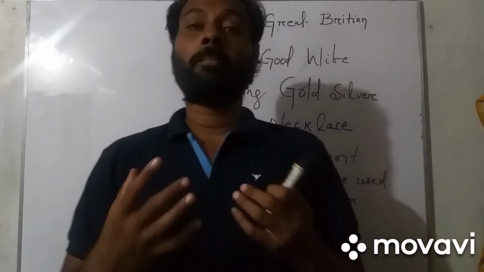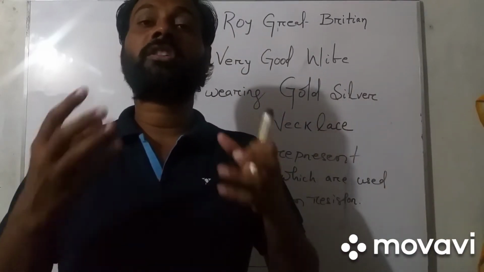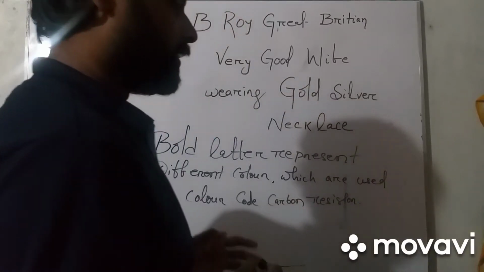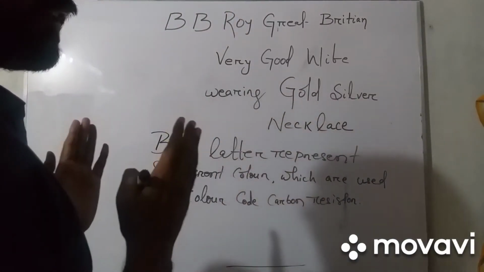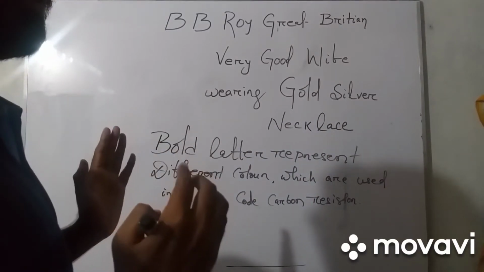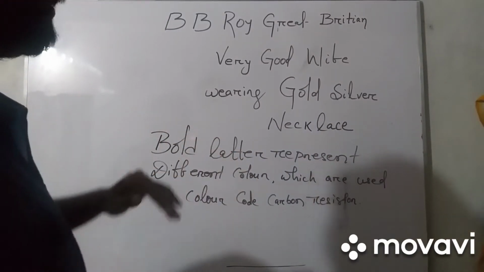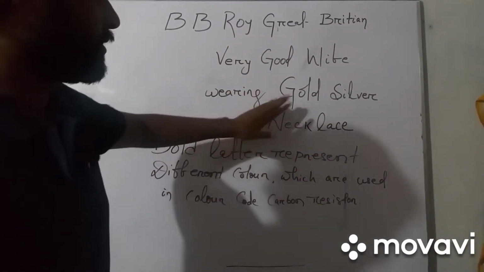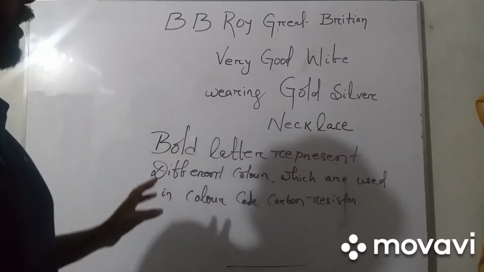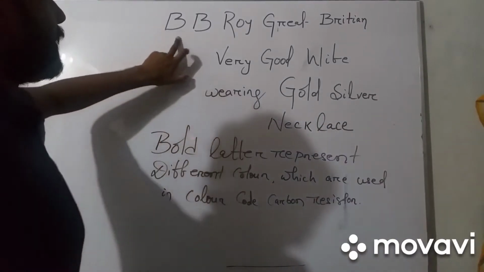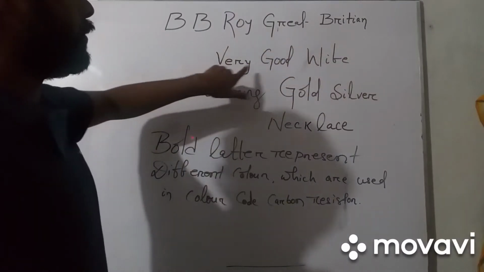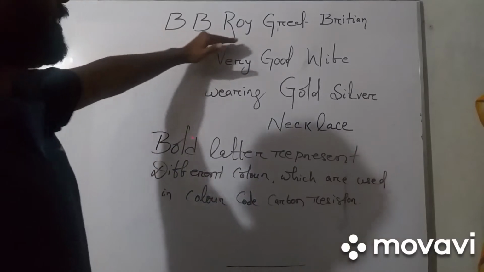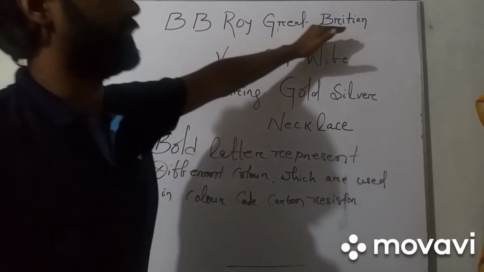How to remember the colors which are used in color code carbon resistors? So that is the easiest way we can remember the colors. B.B. Roy, Great Britain, very good wife wearing gold silver necklace. That means B.B. Roy is a person who lives in Great Britain.